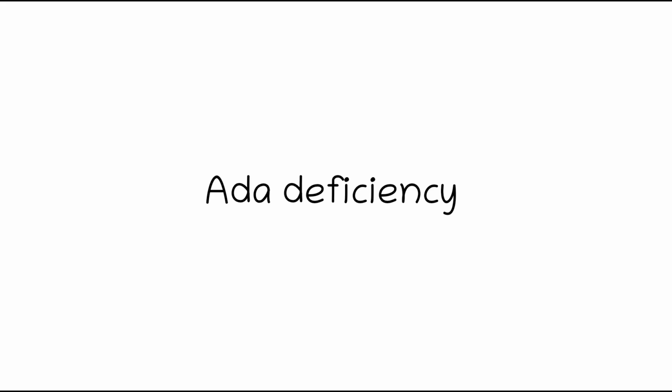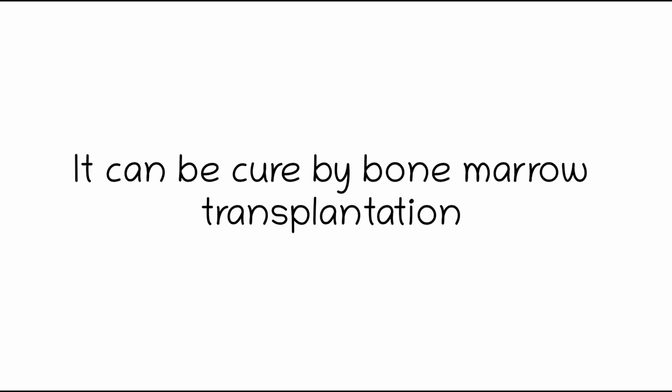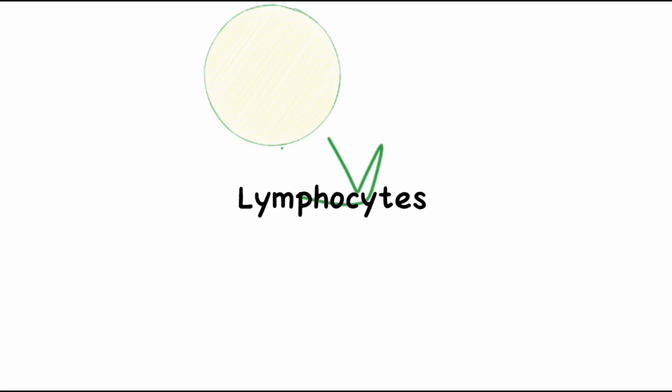This enzyme is important for the immune system to function. The disorder is caused due to the deletion of the gene for adenosine deaminase. In some children, ADA deficiency can be cured by bone marrow transplant. In others, it can be treated by enzyme replacement therapy, in which functional ADA is given to the patient by injection. But the problem with both of these approaches is that they are not completely curative.